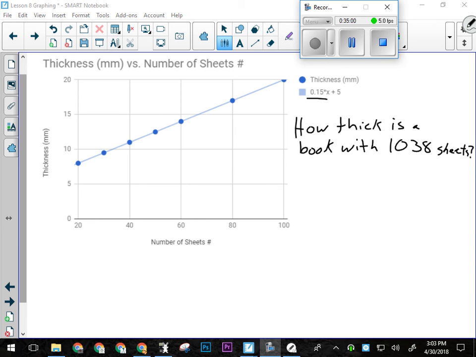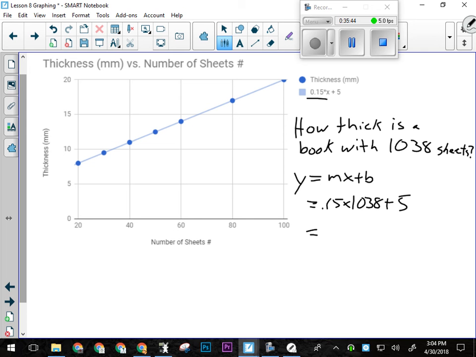Okay, so for this first question here, what am I looking for, y or x? Y, okay, because thickness is on the y-axis. It's asking me how thick the book will be. So I'm looking for y, using this formula here. So I don't have to manipulate it. It's already set up to solve for y. All I have to do is plug in the numbers. M is 0.15. X is 1,038 sheets, because that's what's on the x-axis. And we've got to add in the y-intercept, which is probably like the thickness of the cover, right? Because it's how thick the book would be when it has no sheets. It still has a thickness, so I would say that's probably the thickness of the cover.